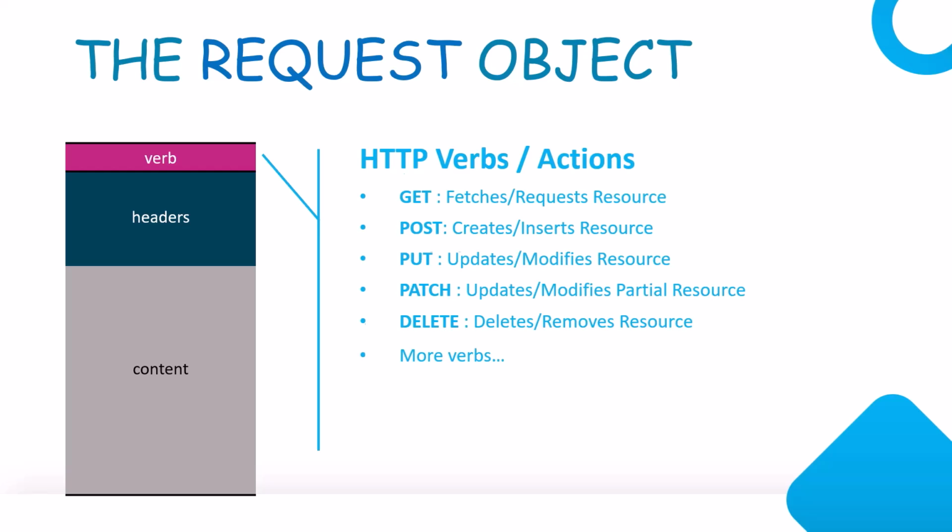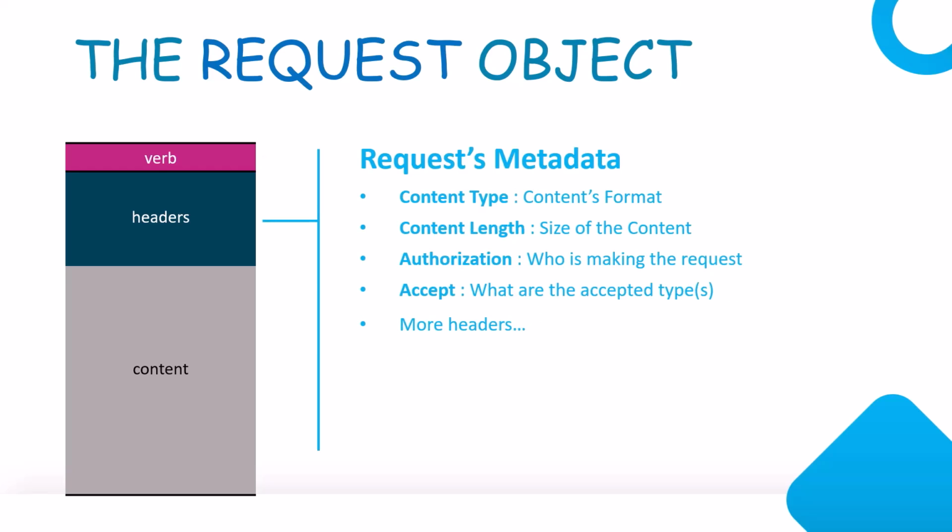Next part in the request object is the header. Headers are a set of name-value pairs that are metadata about the request. First one you can see is the content type. That basically answers the question on what is the content type of the request. Is it binary data? Is it a JSON file? Is it an XML file? Or is it a plain file? Then we have content length, which basically defines the size of the content.